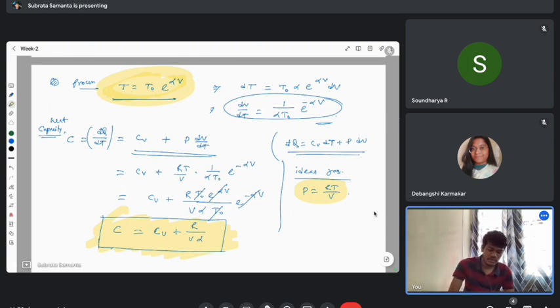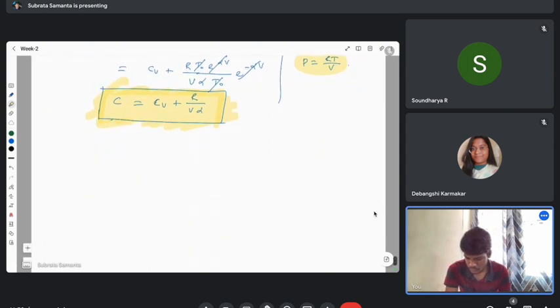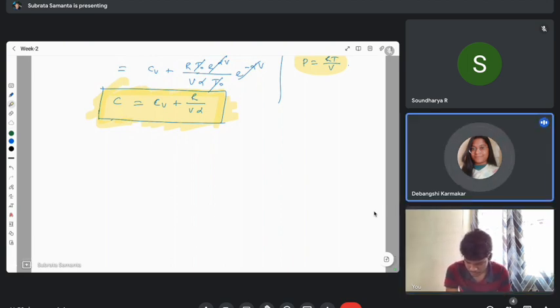Similarly, the other process is not a polytropic process, this kind of process. So we calculate dV/dT first and just put it into the formula. Okay, you get the heat capacity for this process. Yeah, so up to this point, any question?